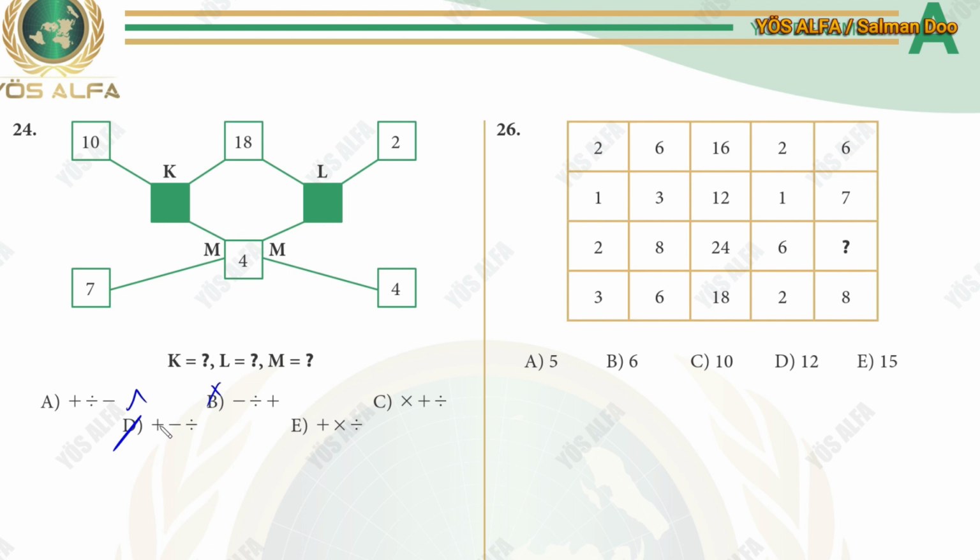So K is addition, L is subtraction, and M is division. Let's see if this one checks out everything. 10 plus 18 is 28. 18 minus 2 is 16. 28 divided by 4 is 7. And on the right side, we have 16 divided by 4 is equal to 4. So everything checks out. So the correct answer is D.